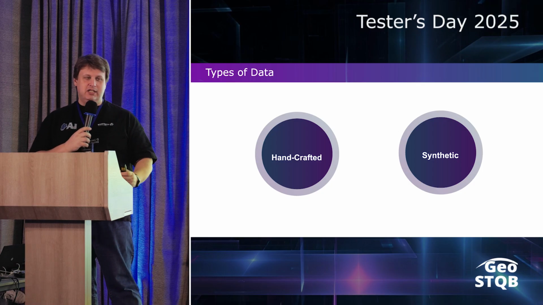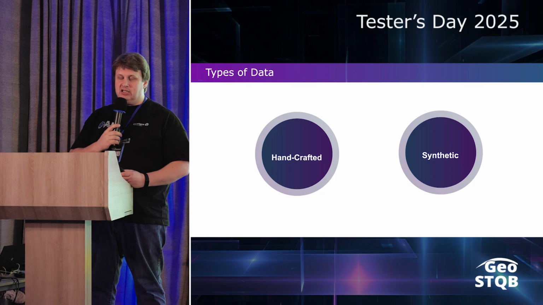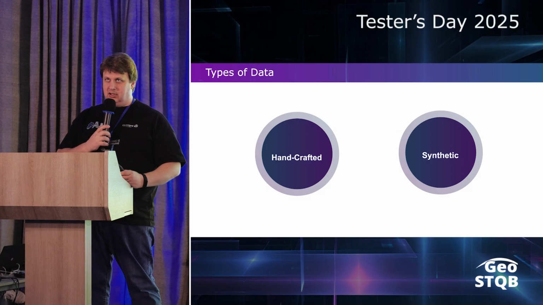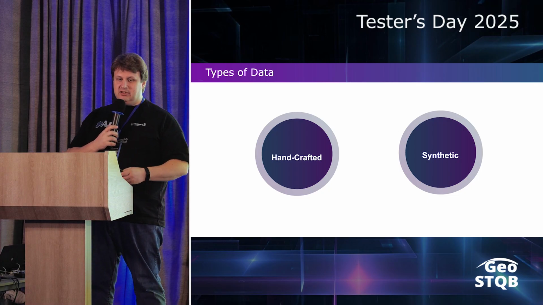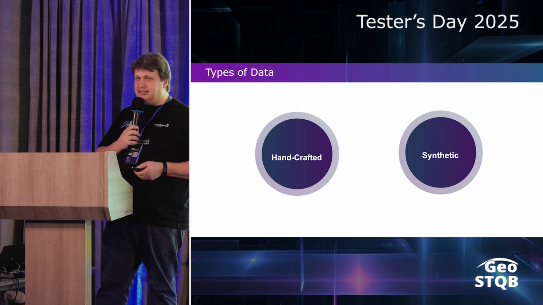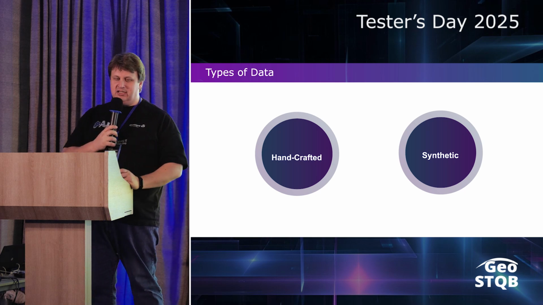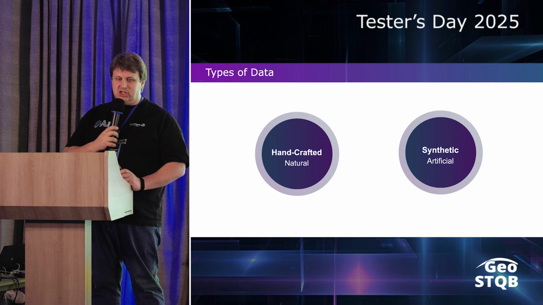The first type is handcrafted. It is created by humans. So something that a human can create. And synthetic. It is something created by software. So in order to create data, a human needs to interact with it.